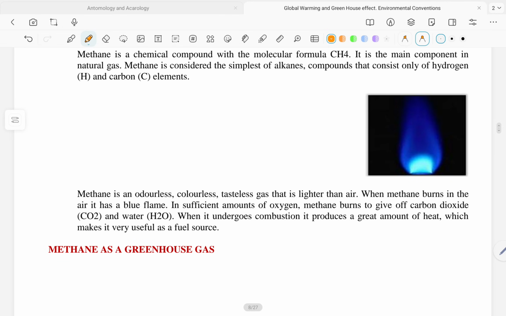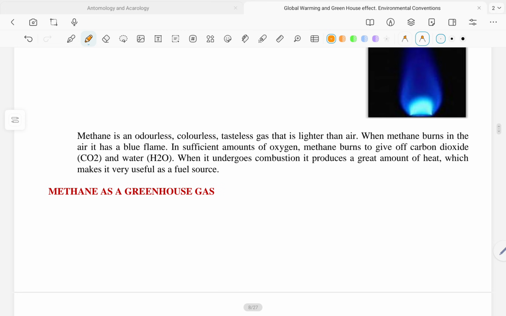Methane is an odorless, colorless, tasteless gas that is lighter than air. When methane burns in the air, it has a blue flame. With a sufficient amount of oxygen, methane burns to give off carbon dioxide and water. When it undergoes combustion, it produces a great amount of heat, which makes it very useful as a fuel source.